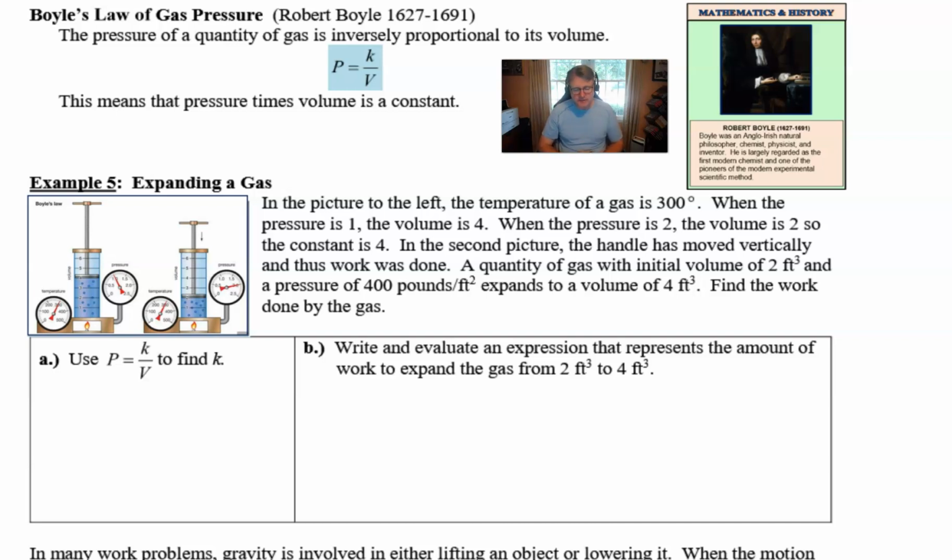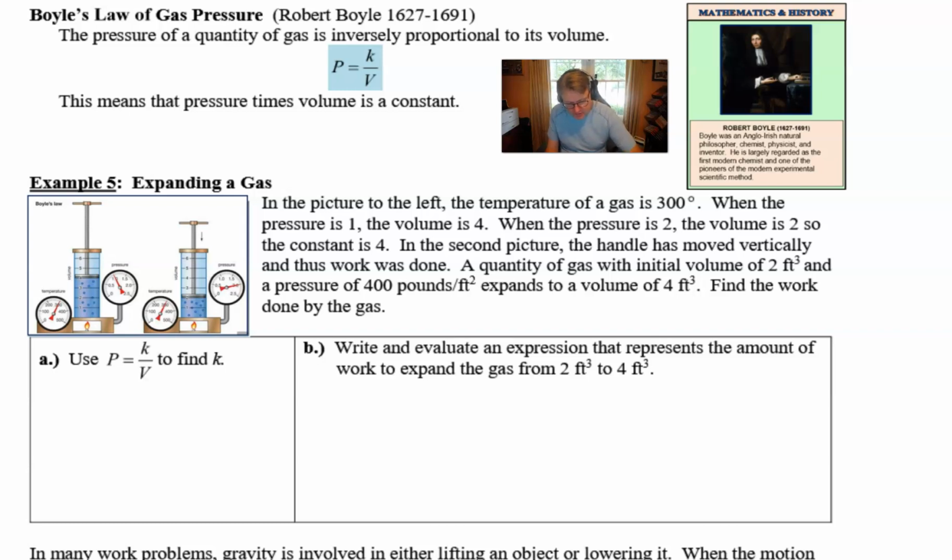It was first discovered by Robert Boyle, a 17th century scientist who, as you can see in the little bio there, was an Anglo-Irish natural philosopher, chemist, physicist, and inventor. And he's regarded as really the first modern chemist and one of the pioneers of using the actual scientific method that you may have been taught.